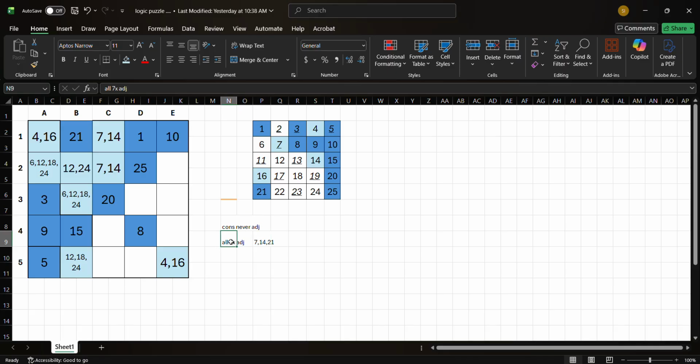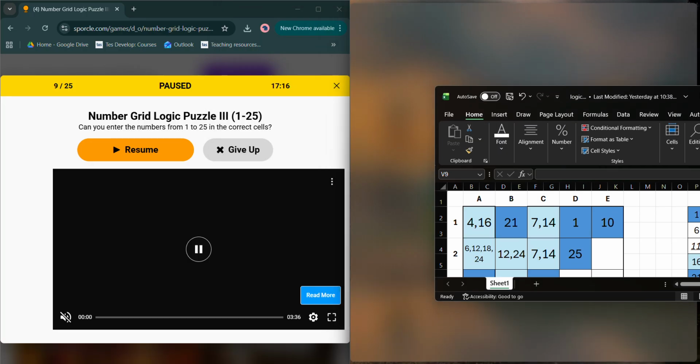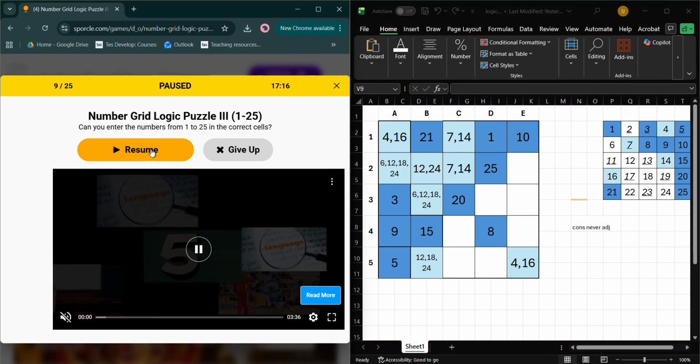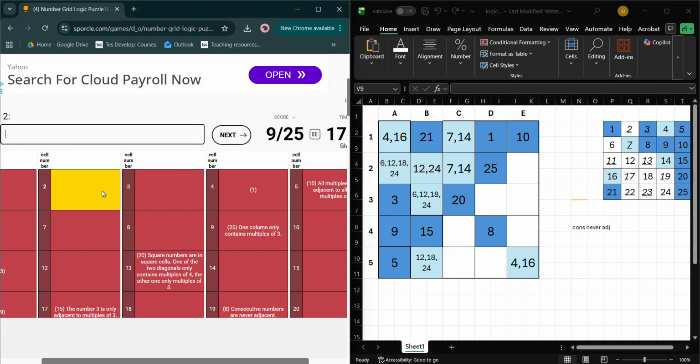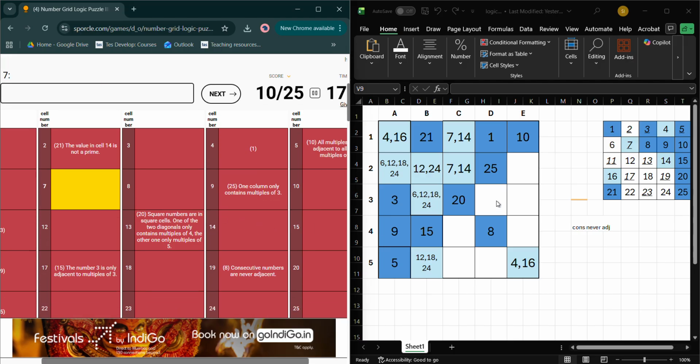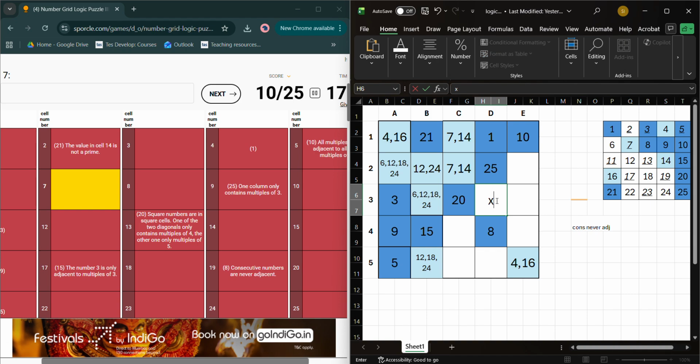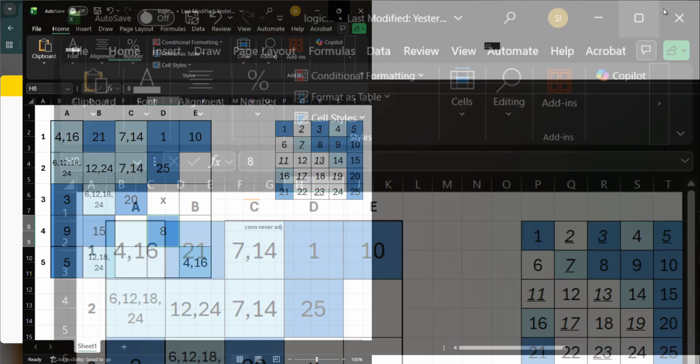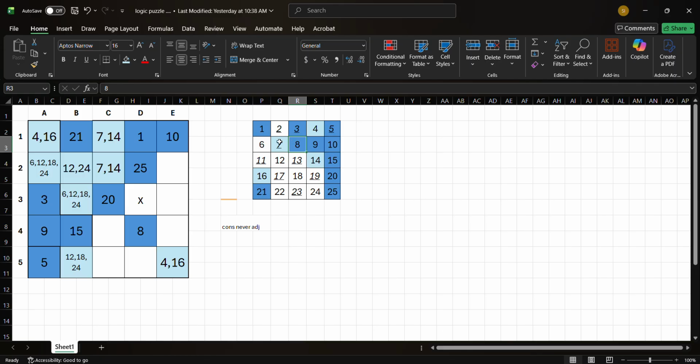This is now redundant as well, so we get rid of that. But that did give us something. What did it give us? The 21, I think. There. The value in cell 14, which is this one, is not a prime. Now, I underlined all the primes on here. We've got 3, 5, 7, etc. So that's not a prime.